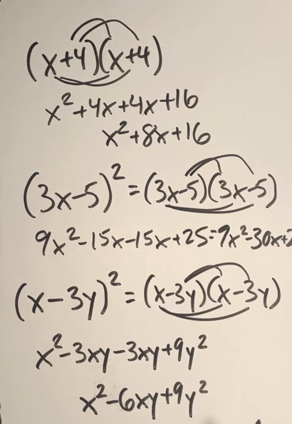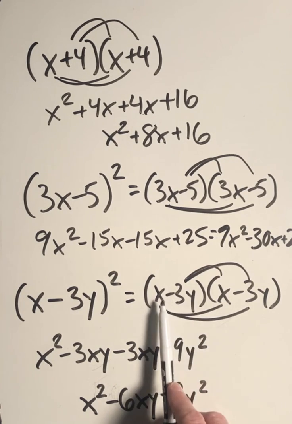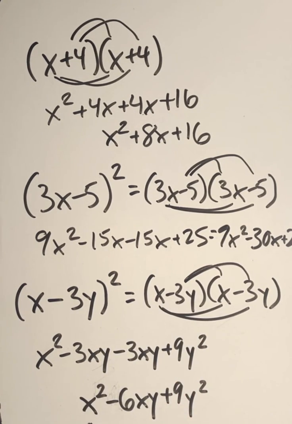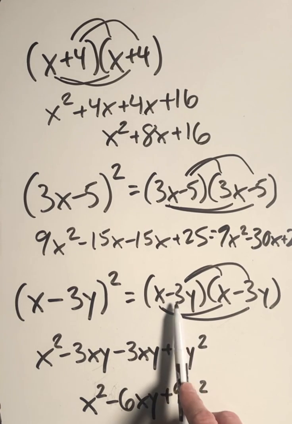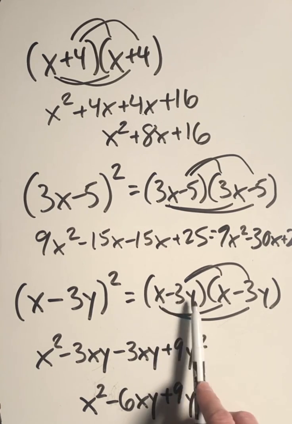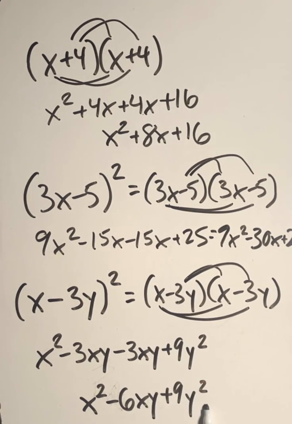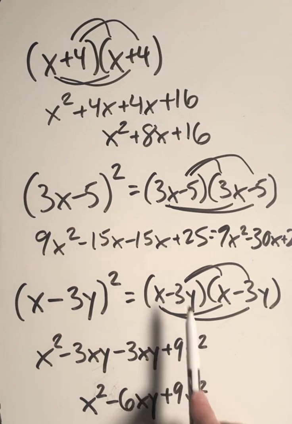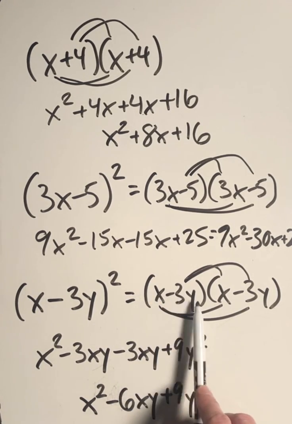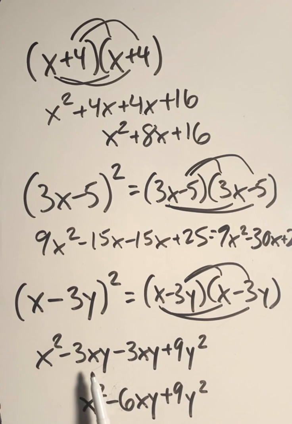Same thing's going on here. X times x, so we're going to take the first term and square it. The last term would be the second term. Negative 3y times negative 3y would be positive 9y squared. And then the middle term is going to take these two terms multiplied together, negative 3xy, and doubling it.